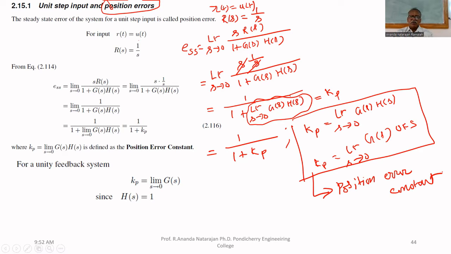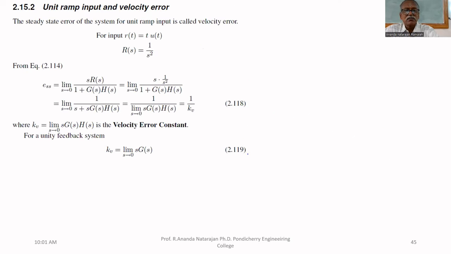For a unity feedback system, Kp equal to limit s tends to 0, G of s. For a non-unity feedback system, Kp equal to limit s tends to 0, G of s, H of s. Where Kp is called position error constant. So for unit step input, if you find steady state error, you will get Kp. That Kp is called position error constant.